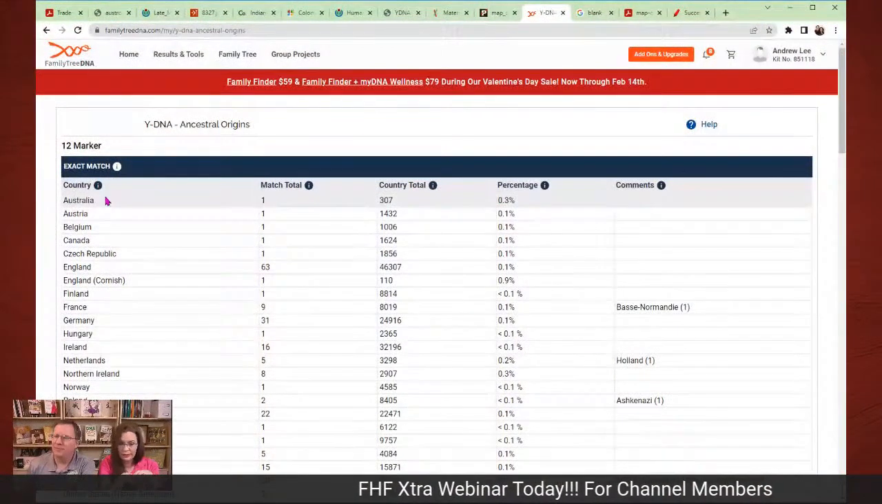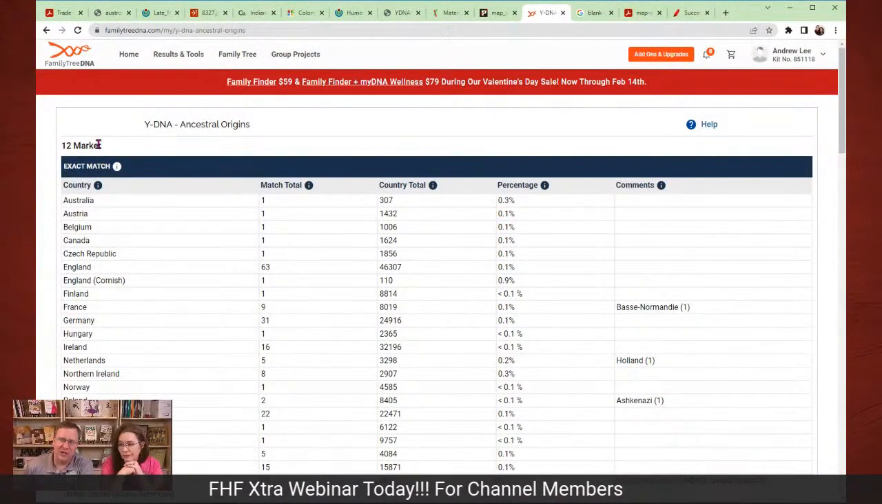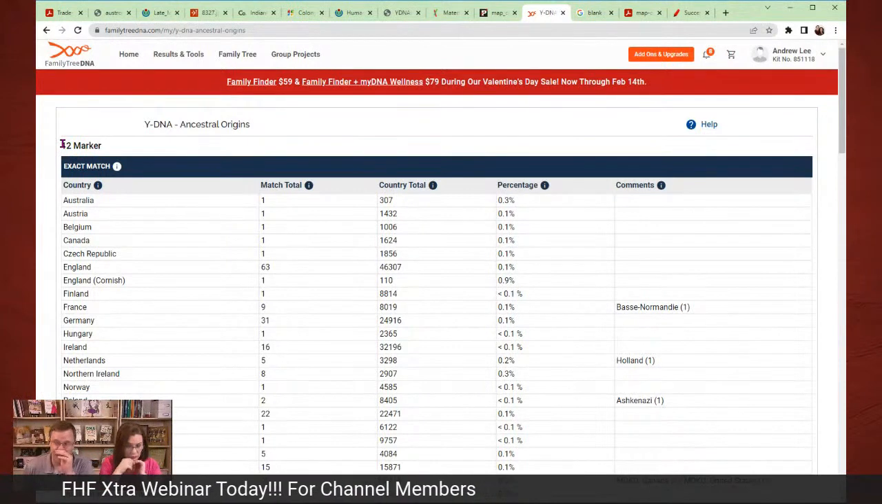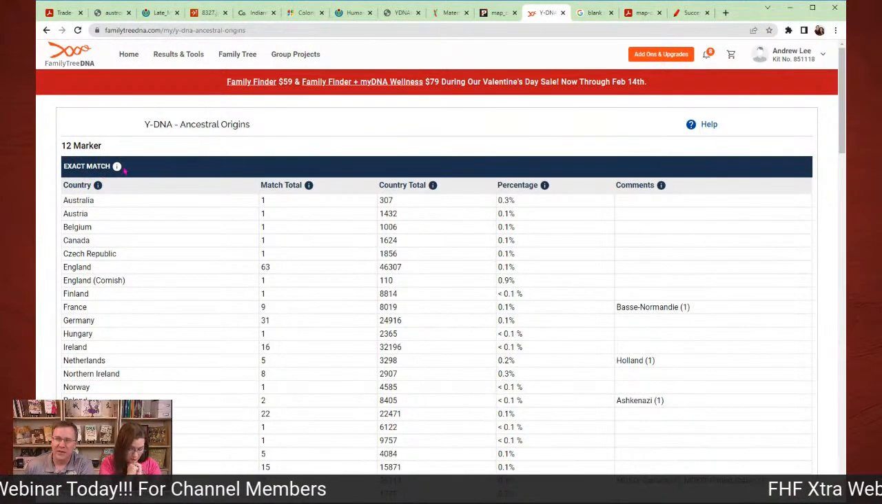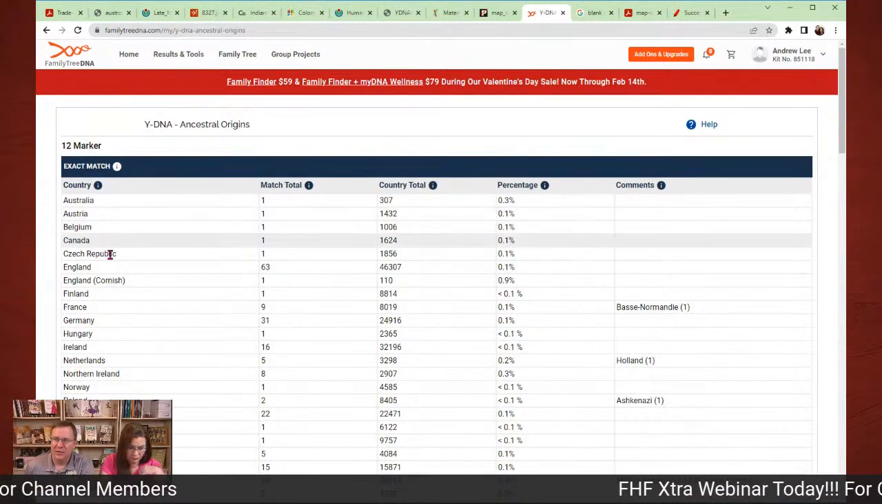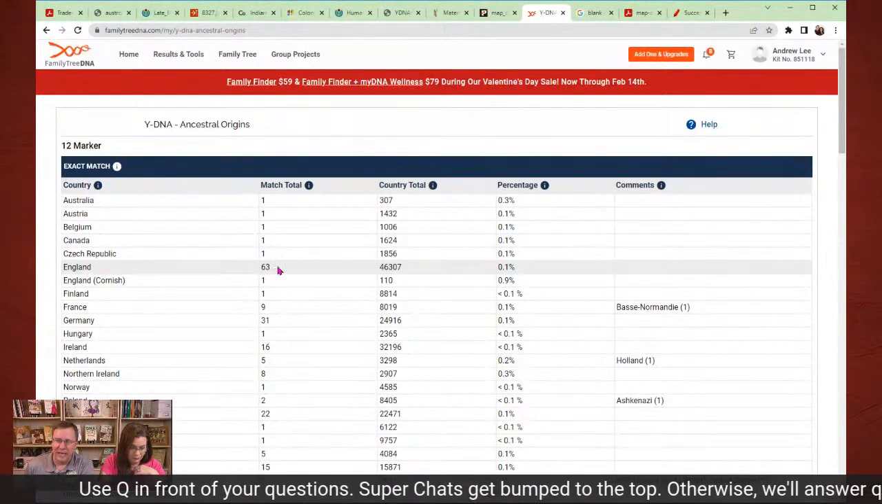Okay. So this is my Y DNA. Hold on. This is me. Show the screen. I got it. This is my Y DNA. Now, just looking at 12 markers, which isn't very many, but it's still 12 markers, I have an exact match. Well, I got a lot of people from England.